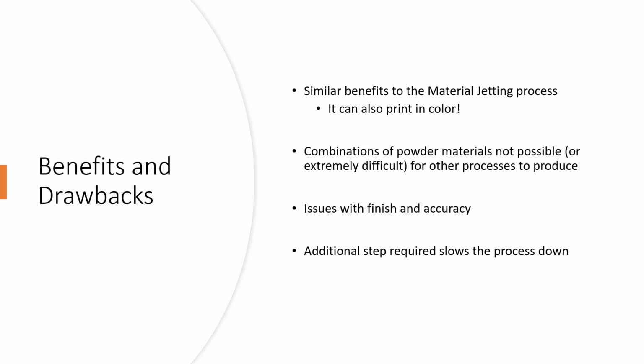However, the need to distribute powder adds another step to this process, which can slow it down, and parts from binder jetting processes also tend to be a little less accurate and have poorer surface finish than material jetting once you get small enough.